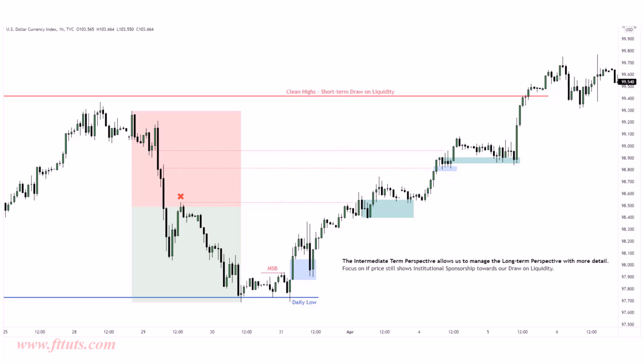So that's how we can manage the long-term perspective level to see, okay, is there actually sponsorship at the level, and is that sponsorship going to remain when imbalances are tested or order blocks are tested? And you can see yes, institutional sponsorship remains the same and resistance levels are breaking. So that says, all right, the daily low level is activated.